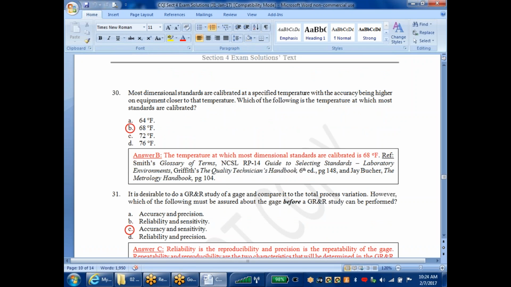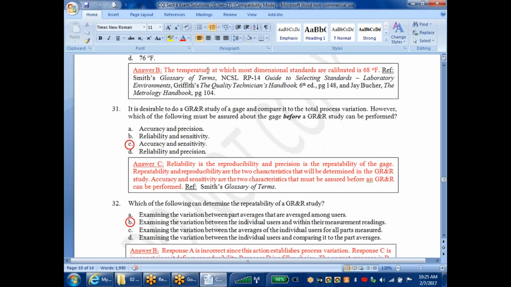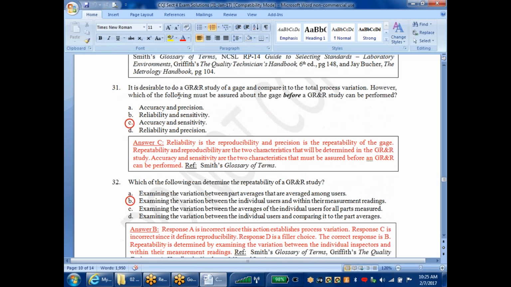30. Most dimensional standards are calibrated at a specified temperature, with the accuracy being higher on equipment closer to that temperature. Which of the following is the temperature at which most standards are calibrated? This is fundamental. It's basic. You have gauge labs or whatever, and they're kept at 68 degrees. You could have found that in the glossary and other places.